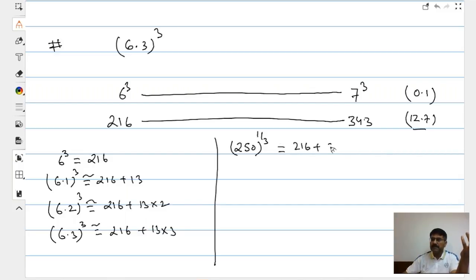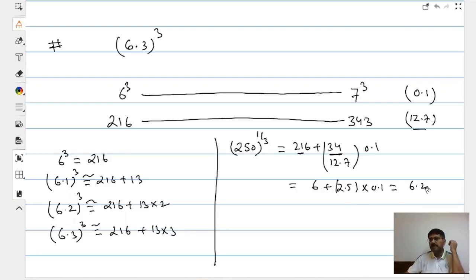216 plus 34. You understand how? 250. Now divide it by 13 or 12.7 and multiply it by 0.1. We understand that the cube root of this is going to be 6. Approximation, say 13 into 2, 26. So it will be somewhere around 2.5 into 0.1. Kyun? Wo to hona hi hai na?